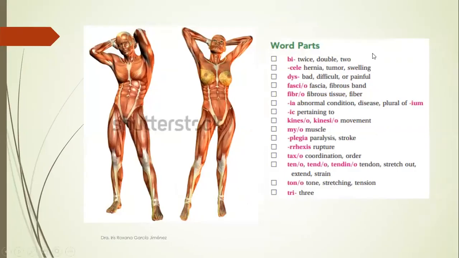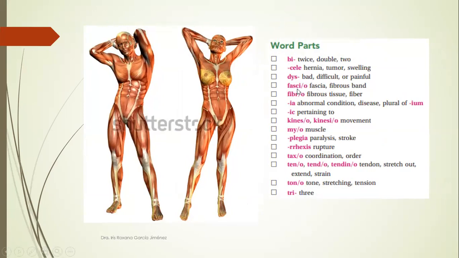The word parts again. Now we have a prefix. This bi and a hyphen is showing us that this expression is a prefix. Bi-: twice, double, or two. The suffix -cele: hernia, tumor, swelling. The prefix dys- means bad, difficult, or painful.